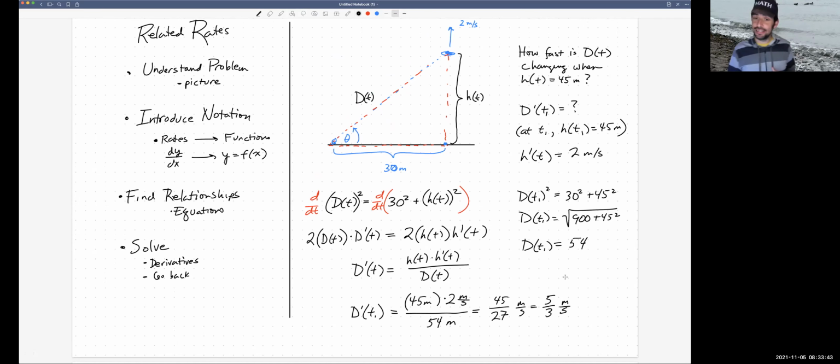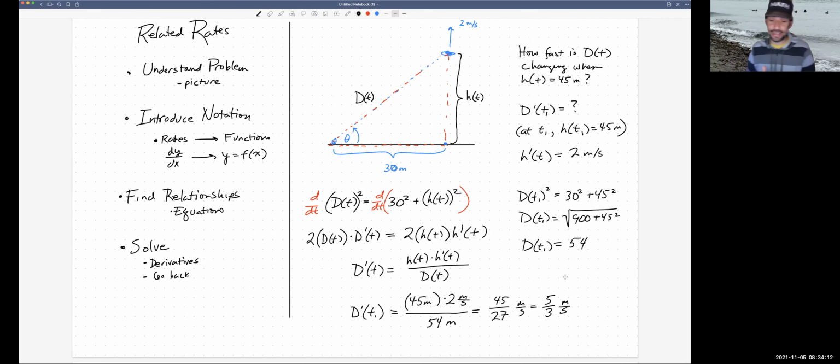I expect that this rate is smaller than 2, right? The drone's going up at 2 meters per second. This distance, the distance between the camera and the drone, this d of t, is made up of 2 parts: the horizontal distance and the vertical distance. The horizontal distance is not changing, the vertical distance is, and so we're getting a little less speed, right? It's just the geometry of a right triangle like this.